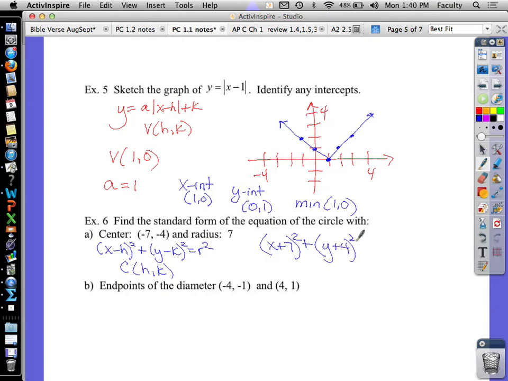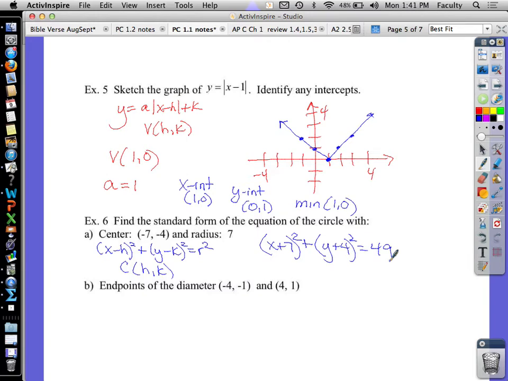Good. And then what's that going to equal? 7 squared. And so let's just call that 49, okay? You guys see it's just plug it in. When the h and k are negative and you're doing x minus negative 7, she did a nice job, that becomes plus, okay?